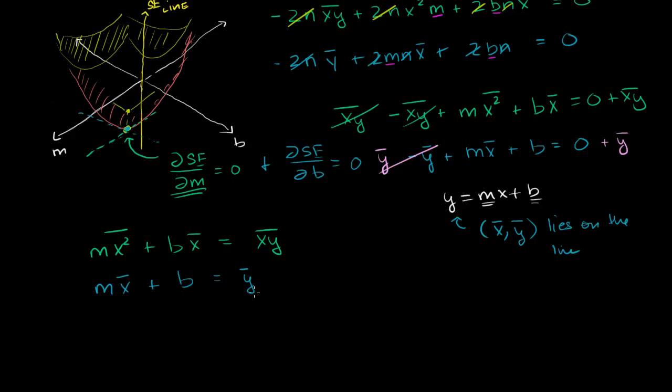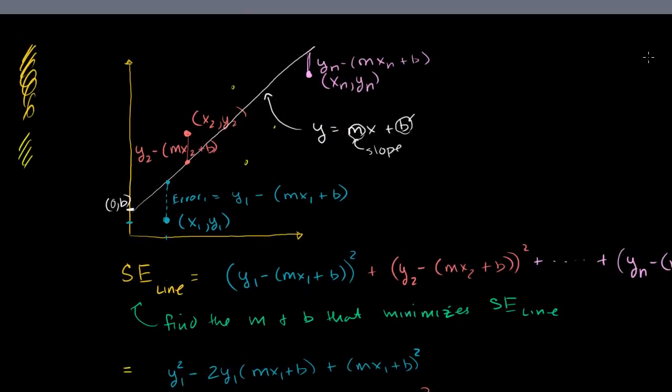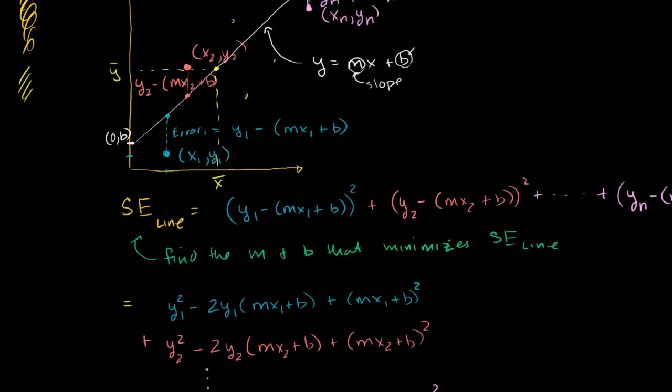So that's interesting. This optimal line, let's never forget what we're even trying to do. This optimal line is going to contain some point on it. Let me do that in a new color. It's going to contain some point on it right here. That is the mean of all of the x values, and the mean of all the y values. That's just interesting. And it kind of makes intuitive sense.